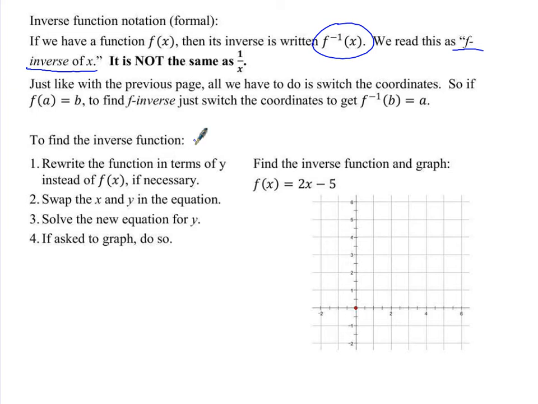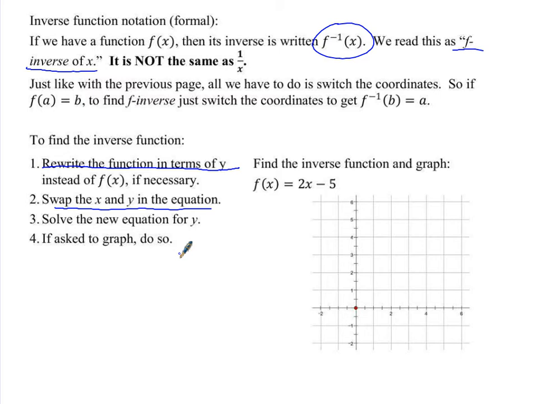To find the inverse function, rewrite the function in terms of y. If they give you function notation, f of x equals something, then you want to change that f of x into just y. That's the easy way to do this. Then swap the x and the y variables in the equation. And then resolve the equation for y. And then if they ask you to graph it, go ahead and graph it.